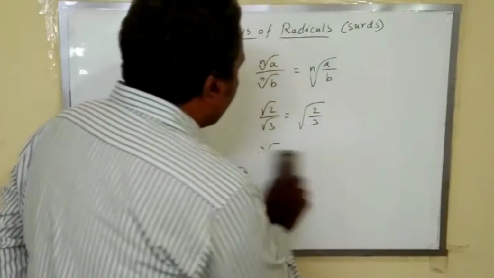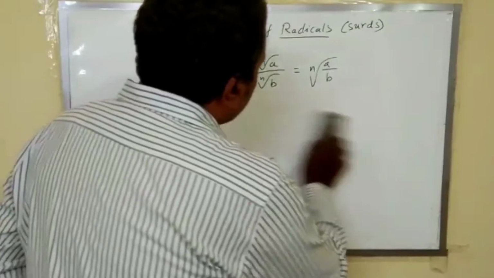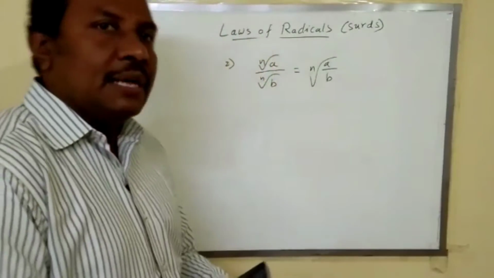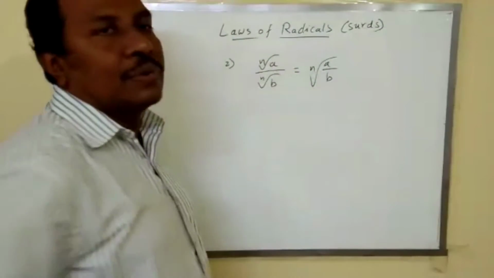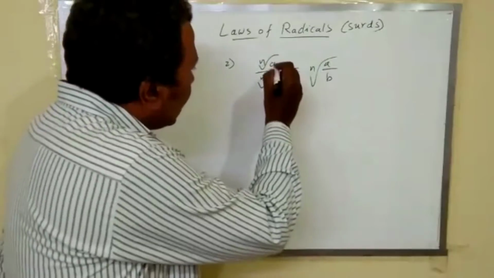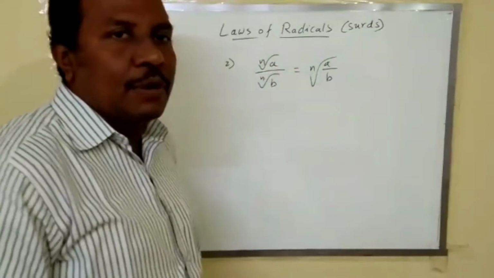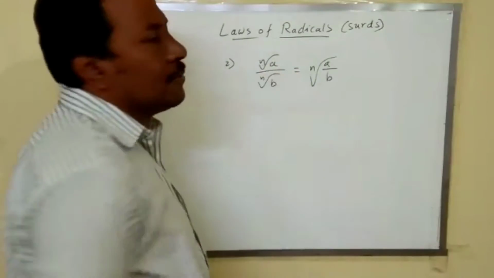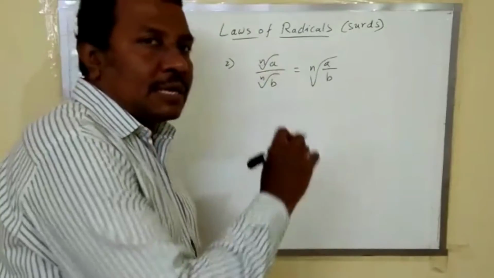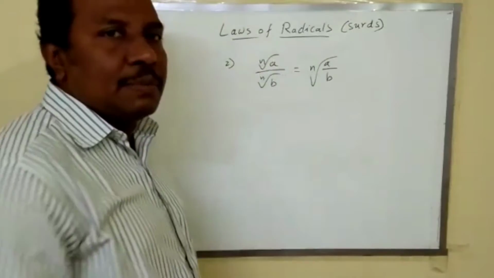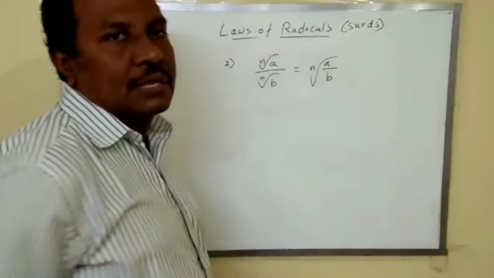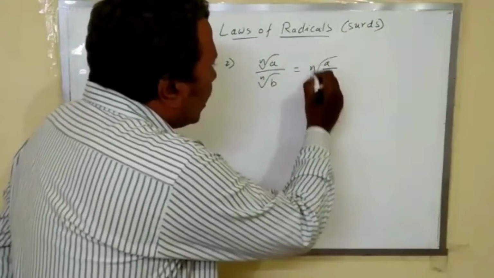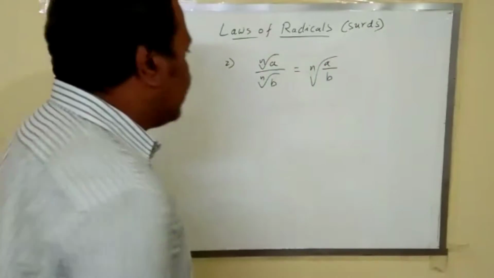So here, what did we understand? We understood that even the quotient of two surds, that means dividing a surd with another surd, is possible if the orders are equal. If the orders are equal, then it is possible for us to divide the two surds. We have to keep the same order and simply divide the radicands. Okay.